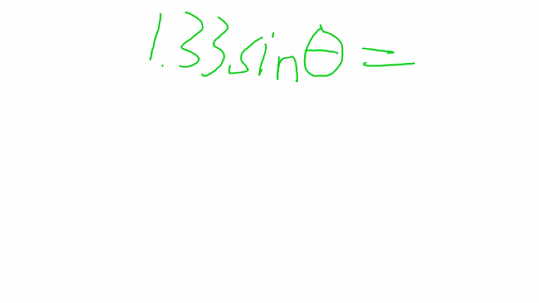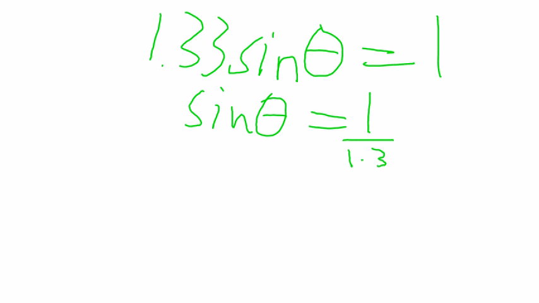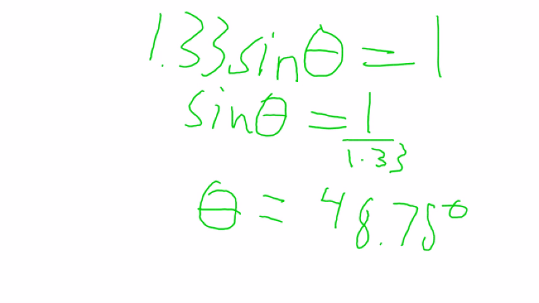And if 1.33 sine of theta equals 1, then sine of theta equals 1 over 1.33. And to get theta by itself, you take the inverse sine, and if we put our calculator in degree mode, we get 48.75 degrees. Right, now that is how you find the critical angle using Snell's law.